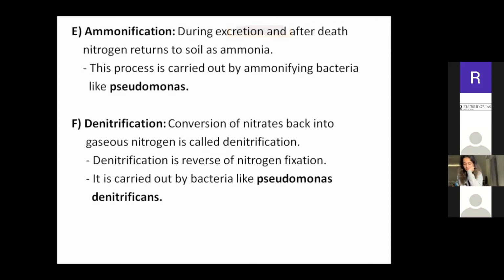So there can be a specific question: which of the following is the reverse of nitrogen fixation process? So it is denitrification. Fine. Not ammonification, because in ammonification the nitrogen compounds are not released as atmospheric or gaseous nitrogen. It is released as ammonia. And denitrification is carried out by bacteria like Pseudomonas denitrificans.